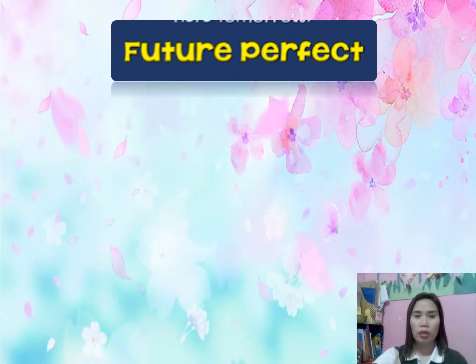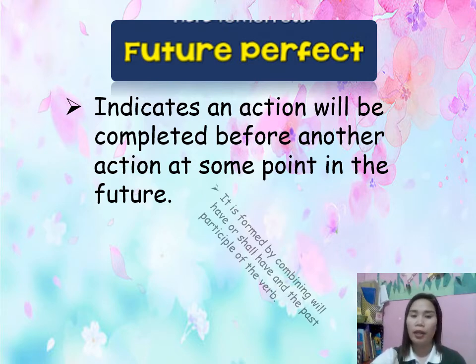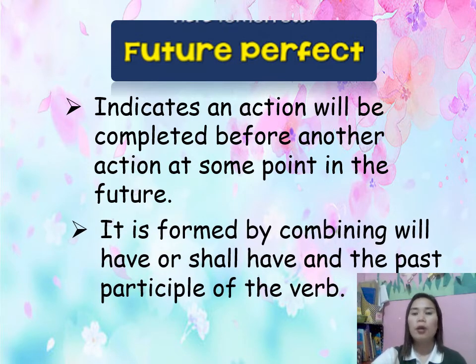And we have the future perfect tense. Here, it indicates an action will be completed before another action at some point in the future. So the action will be happening at some point in the future. And the structure combines will have or shall have plus the past participle of the verb. That is future perfect tense.